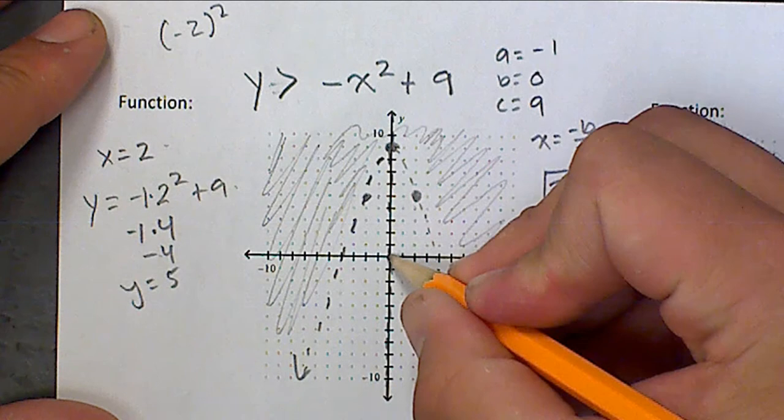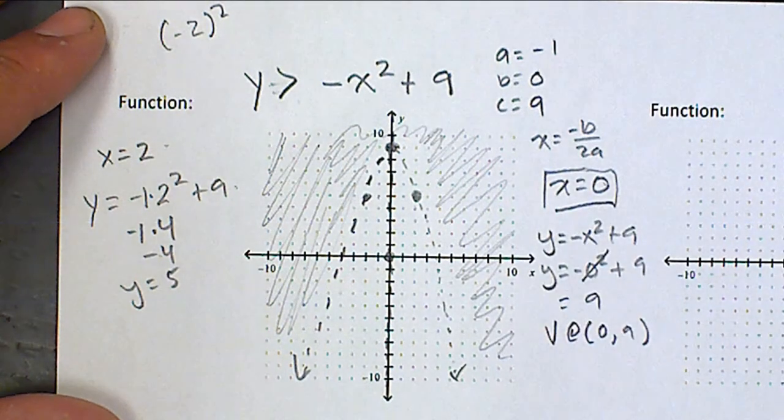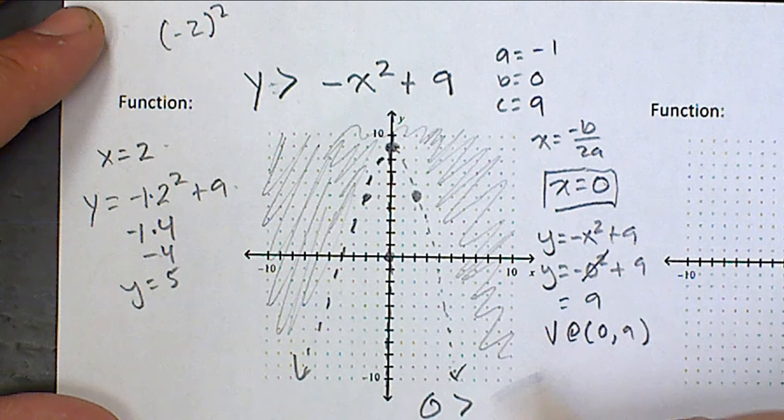So I'm going to choose 0, 0. Substitute 0, 0 into the inequality. What you're going to get is 0 is greater than -0 squared plus 9, that's 0 is greater than 9.